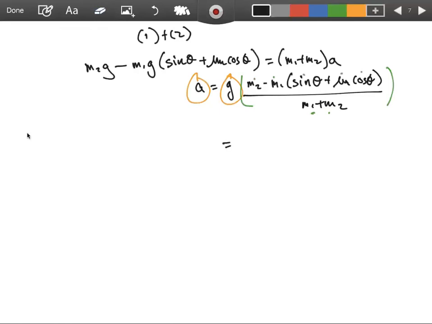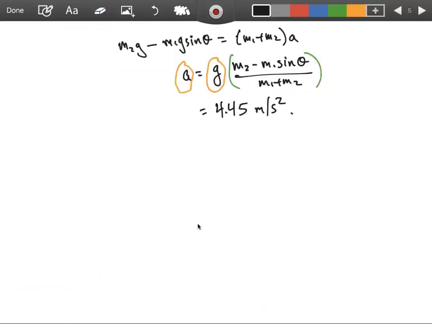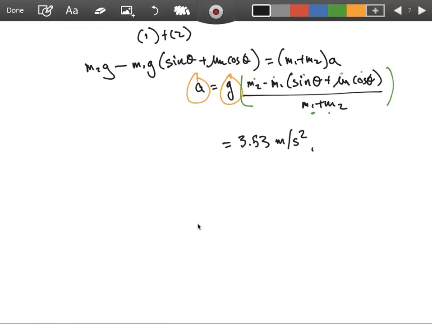Plug in my numbers. What I find in this case then is my acceleration in the frictional case becomes 3.53 meters per second squared. So in this case, going back to our expectations, we said that the acceleration here should be less than in the previous case. In the previous case, with no friction, the acceleration was 4.445 meters per second squared. Now with friction, it is 3.53. Which one is bigger? Well, the 4.45, which means that indeed the acceleration in the frictionless case is greater than the acceleration in the frictional case. So again, this makes sense.